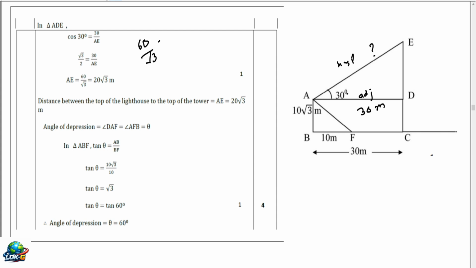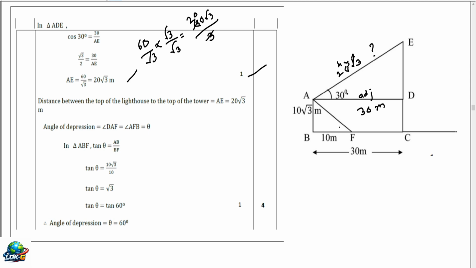Many of you do not rationalize the denominator. What is the rationalization factor? You studied it in 9th standard. 60 root 3 divided by root 3 into root 3 is 3. 3 ones are 3, 3 twos are 6. Answer will be 20 root 3. Therefore, this hypotenuse AE comes out to be 20 root 3. For this, you will get 1 mark.